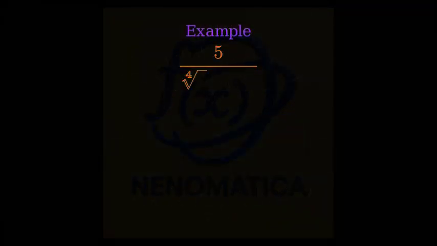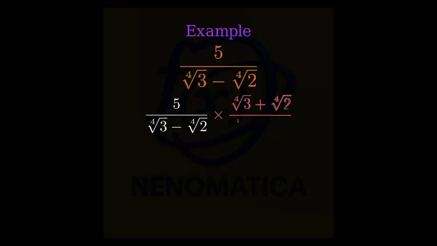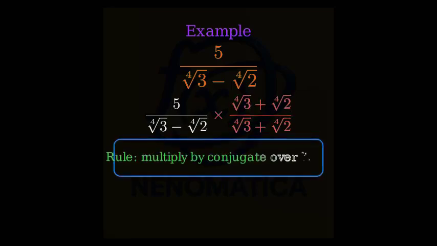Here is the problem. Step 1. Multiply numerator and denominator by the conjugate of the denominator, which is fourth root 3 plus fourth root 2. This removes the fourth roots from the denominator by creating a difference of squares at the fourth root level. After multiplying, the denominator becomes fourth root 3 squared minus fourth root 2 squared. Each square turns a fourth root into a square root. That yields square root 3 minus square root 2.